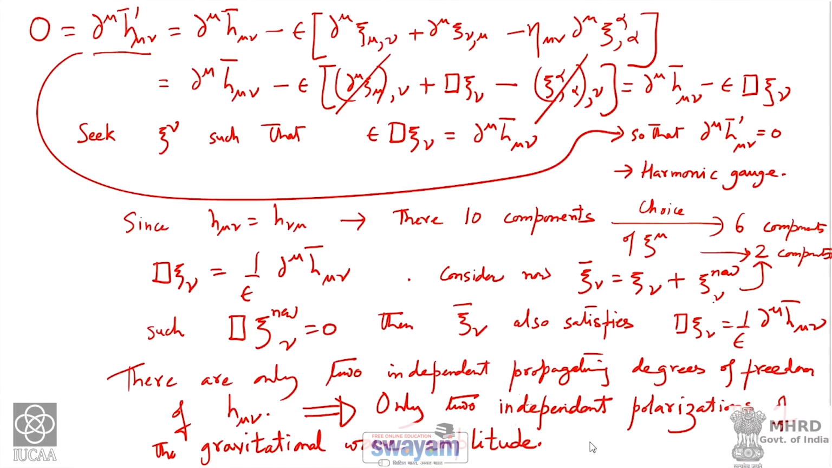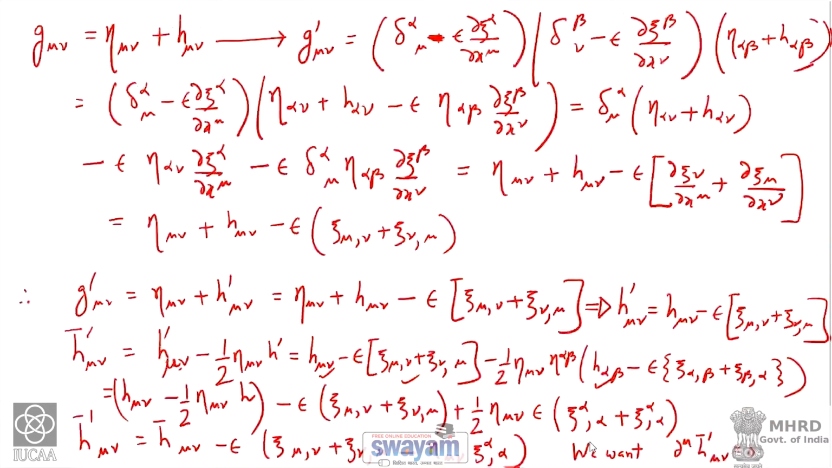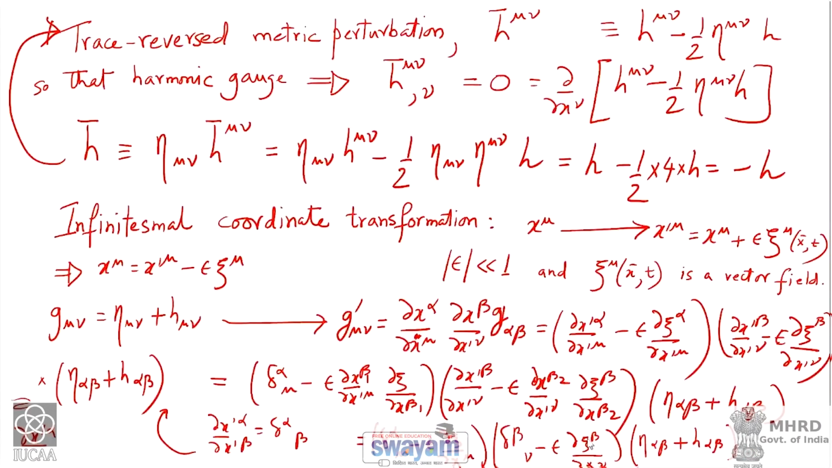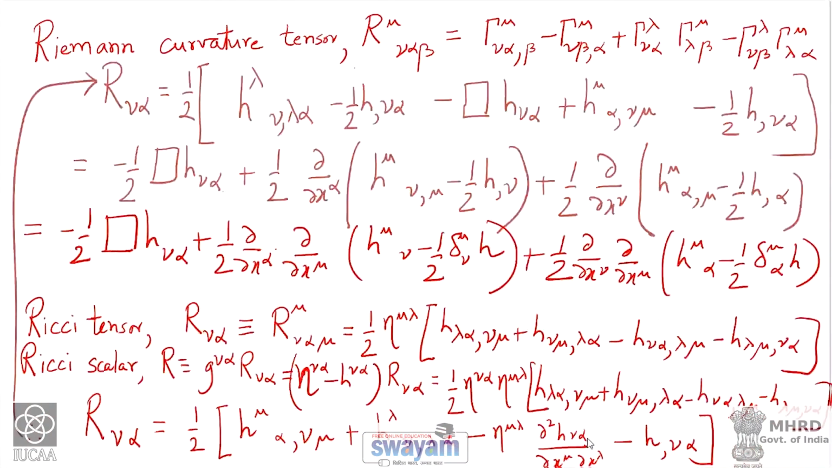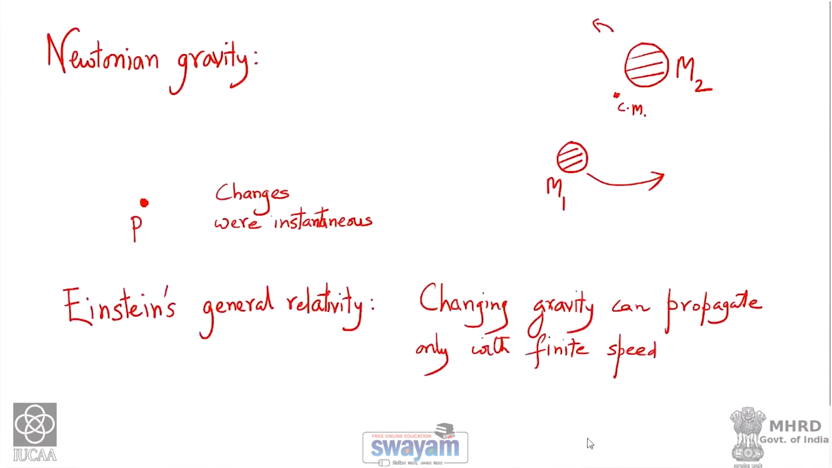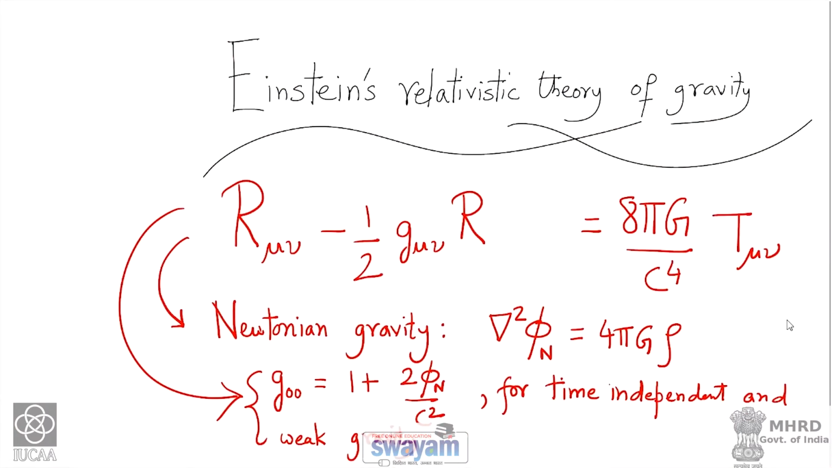Now, what we will do is, we want to study the problem of how you generate gravitational waves. For that, we have to go back to the Einstein equation with matter. So, this is the Einstein equation with matter, and we want to incorporate the matter part also to look into the generation of gravitational waves.